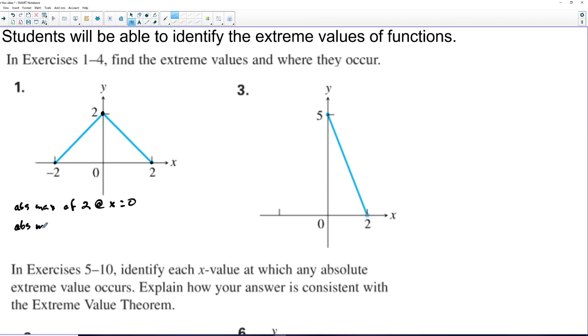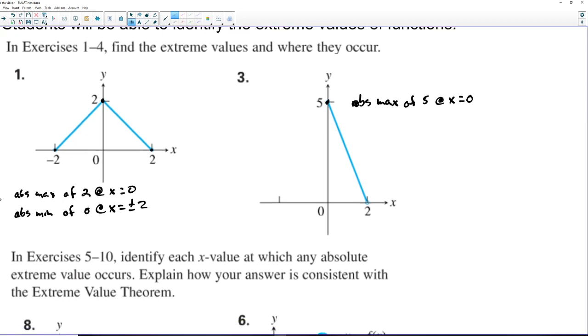We have an absolute minimum of 0, and that's happening at x equals plus or minus 2. Here we have an endpoint up here. There's an absolute maximum, and we have an open dot down here, so there's no minimum at all. This function will decrease forever and never get to 0. So we have an absolute max, or a global max, of 5 at x equals 0.